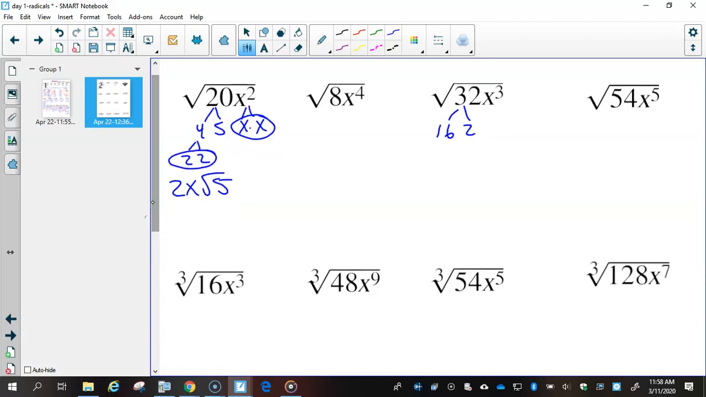So I know 16 times 2 works. I know 16 is a perfect square. The square root of 16 is what? 4. So I know 4 is going to be on the outside. 2 is going to be on the inside. I don't know about my x's yet. I still need to do that part.